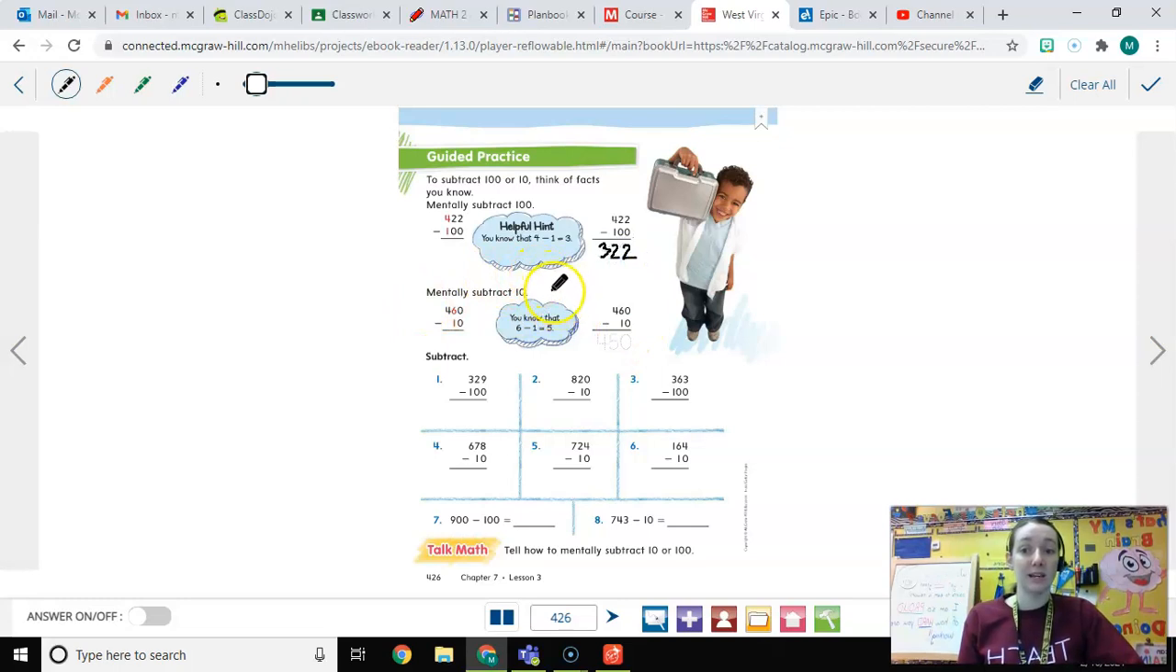Mentally subtract 10, same thing, but in the tens place. Your hundreds won't change because there's nothing there, and your ones won't change. So we know that 6 minus 5 is 1, so 460 minus 10 is 450. This is where it's really important to be able to skip count by 10, so 10, 20, 30, 40, or backwards, 40, 30, 20, 10, to know how those numbers interact.